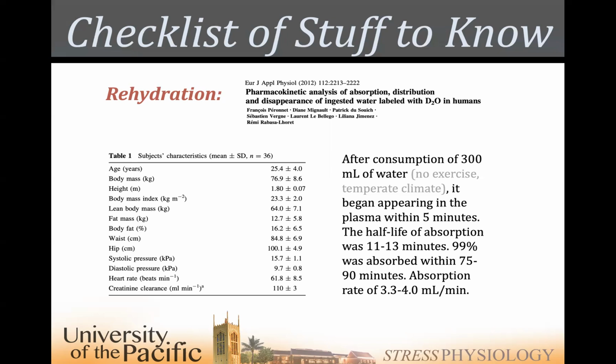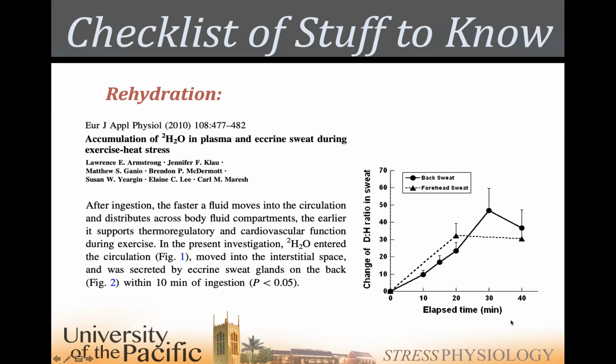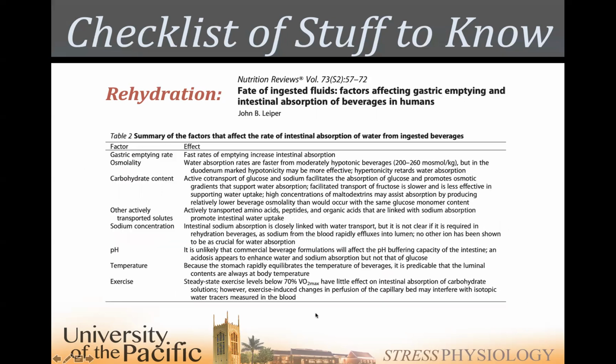5-10 minutes, and you can start seeing some of this water getting into your sweat, right? So that's what we're seeing here, that deuterium oxide. At the 10-minute mark, we're at the back, we're at the forehead, we're seeing some of this appearing in the sweat after consumption. Just set a 10-minute kitchen timer, and you can see the time course of that water arriving in the sweat gland. So it is kind of fast, but it's not like 100% of it is there, right?